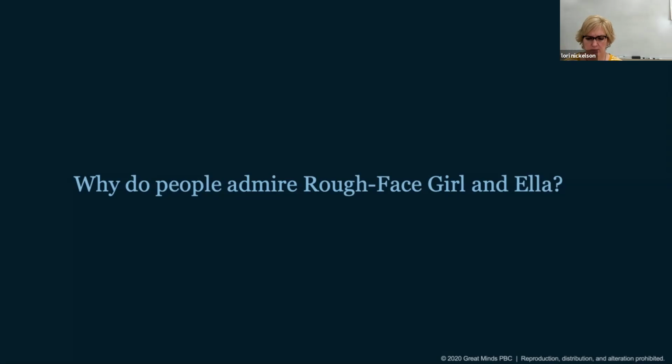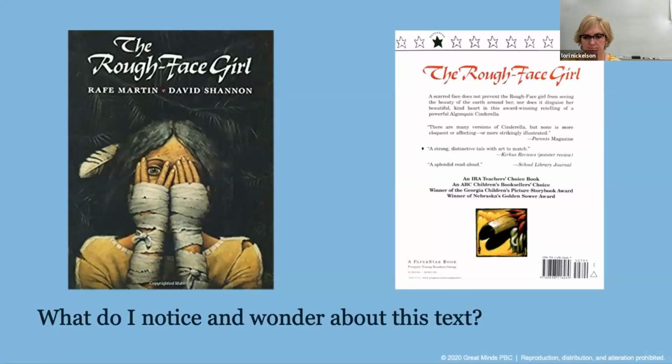You are going to meet two new characters during this arc, or this series of lessons, that you may admire. The first character you're going to meet is Rough-Faced Girl. Let's take a look at the question that will frame our work for today. And that question is, what do I notice and wonder about this text? Before I read the story, you're going to make observations on what you notice and wonder about the covers of the text. The title of this story is The Rough-Faced Girl. It was written by Rafe Martin and illustrated by David Shannon.